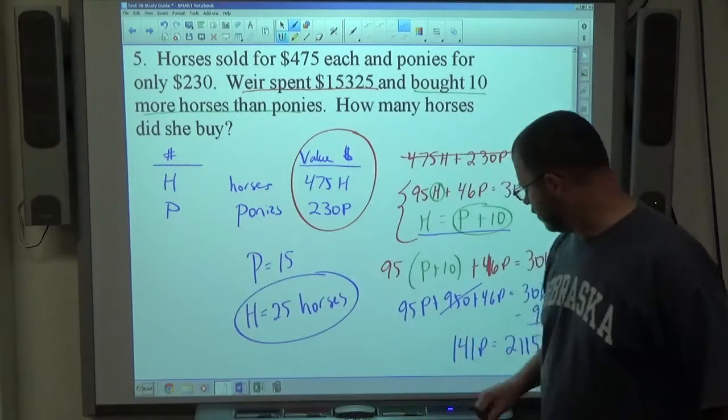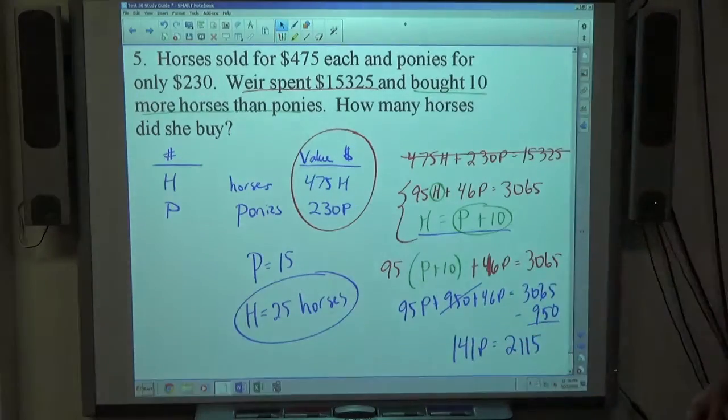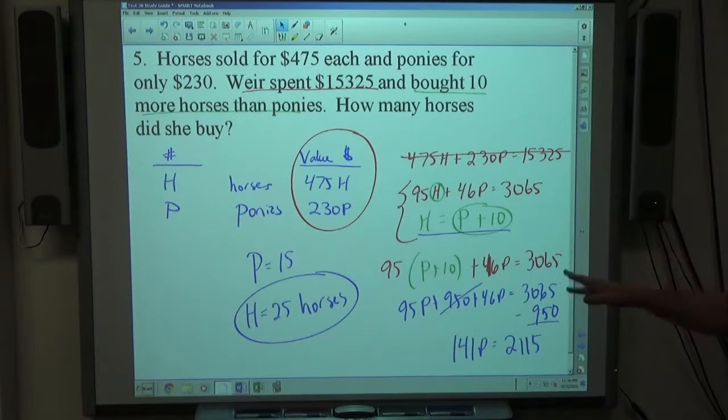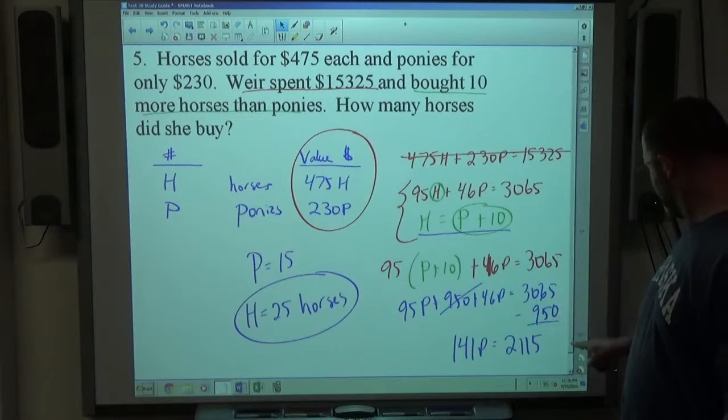That answers the question they're asking for, so make sure that, again, with all these word problems, answer the question they ask. Don't just stop once you get an answer to an equation. Make sure that answer represents what you're looking for.